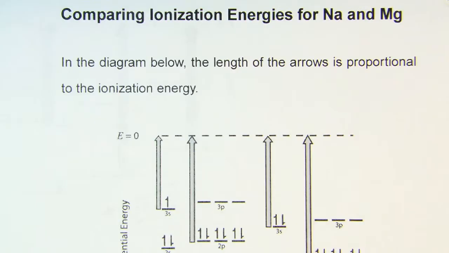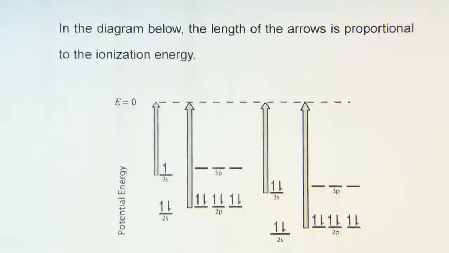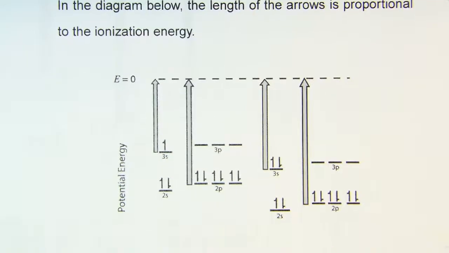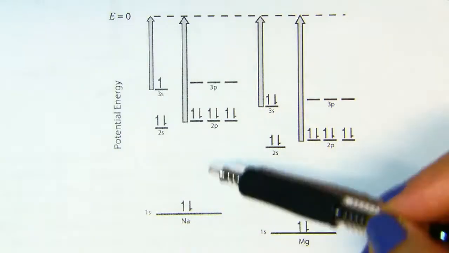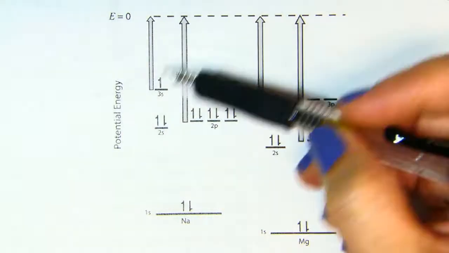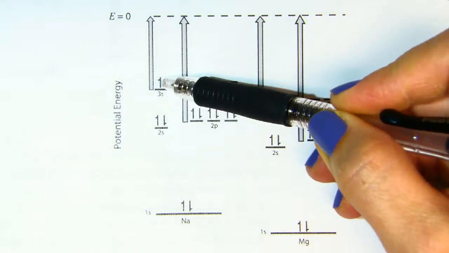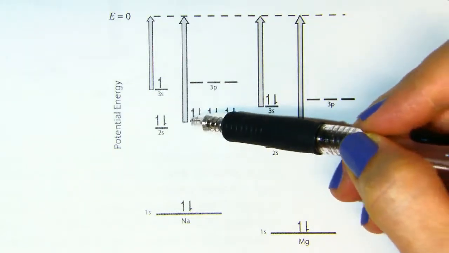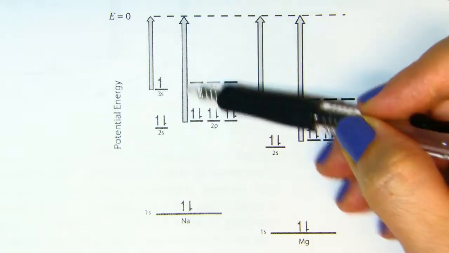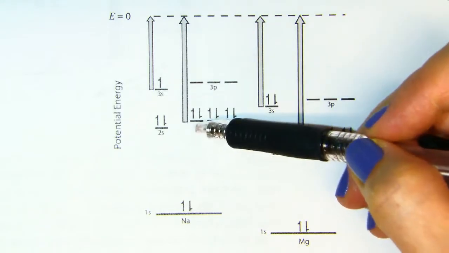Comparing ionization energies for sodium and magnesium. In the diagram below, the length of the arrows is proportional to the ionization energy. For sodium, first ionization removes a 3s electron, this one right here. The second ionization energy would remove an electron from the lower 2p orbital, so it's going to require more energy because it's an electron in a lower orbital.